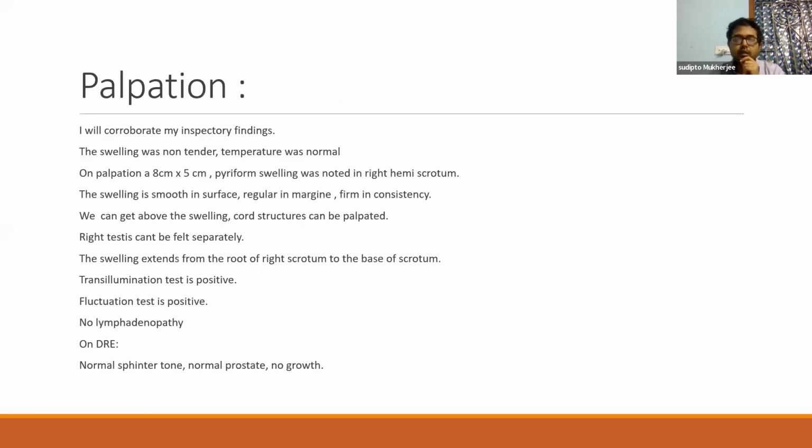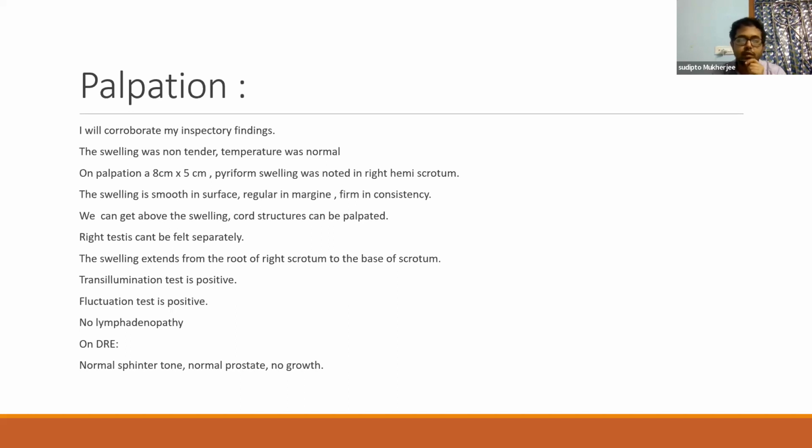On palpation, I corroborated my inspectory findings. The swelling was non-tender. The temperature of the swelling was normal. On palpation, 8 × 5 cm piriform shaped swelling was noted in the right hemiscrotum. The swelling is smooth in surface, regular in margin, firm in consistency. We can get above the swelling. We can palpate the cord structures, and right testis can be felt separately. The swelling extends from the root of the right scrotum to the base of the scrotum.